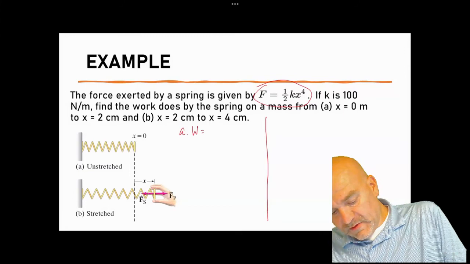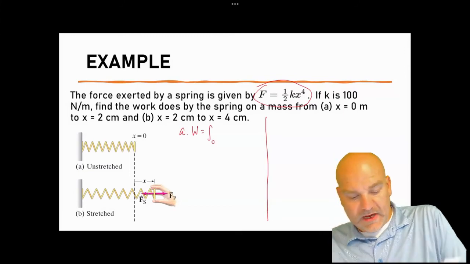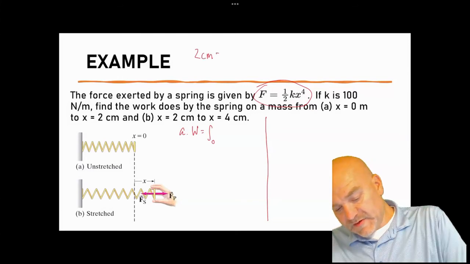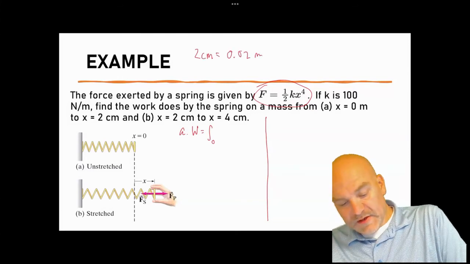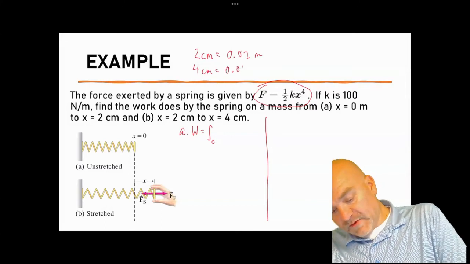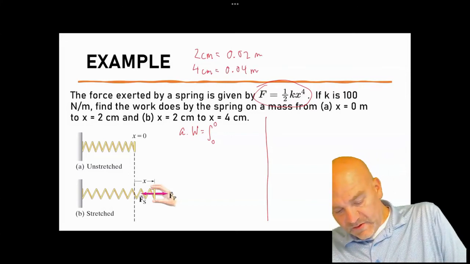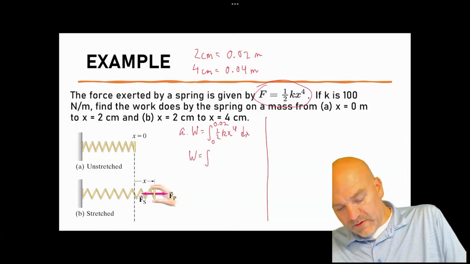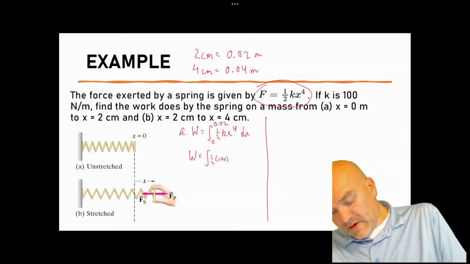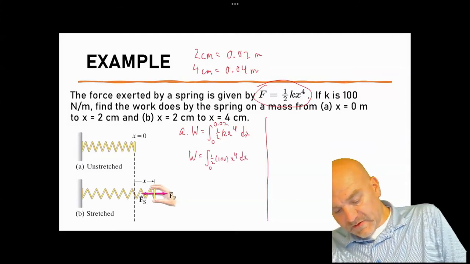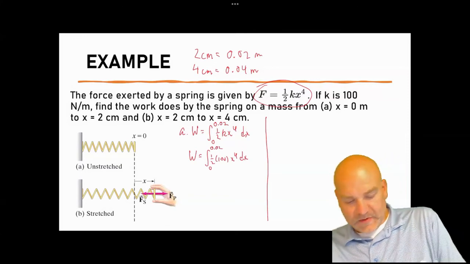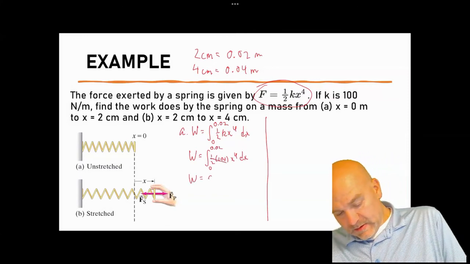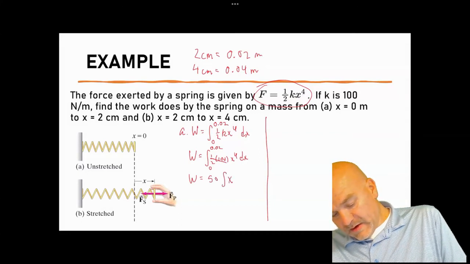We're going to say the work is equal to the integral from 0. Now you do have to be careful because we want this in meters. So 2 centimeters is 0.02 meters, and 4 centimeters is 0.04 meters. So I'm going to go from 0 to 0.02 of 1/2 kx to the fourth dx. They do give us that k is 100, so I have 1/2 times 100 of x to the fourth dx, from 0 to 0.02. So this is 50, but I can pull that outside of my integral because it's a constant.